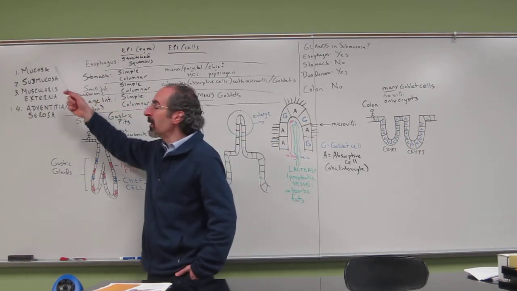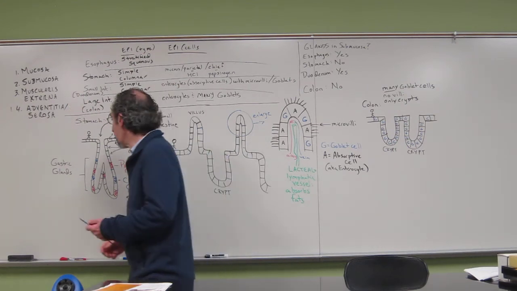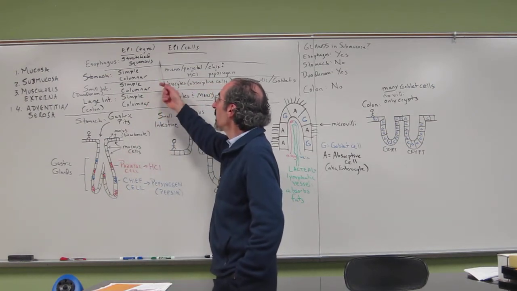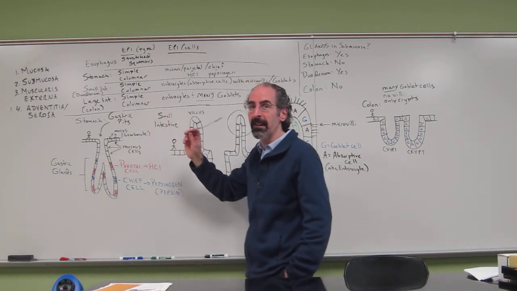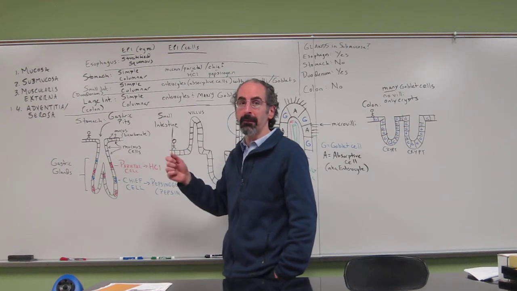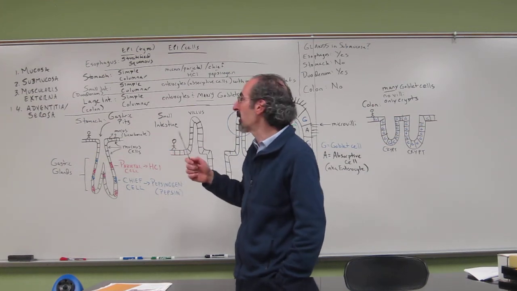So recall that the mucosal layer is divided into 3 subdivisions, and the first of those is the epithelium. The epithelium of the GI tract changes a little bit depending on where you are in the GI. And this is one way to hone in on which part of the GI tract you're looking at.